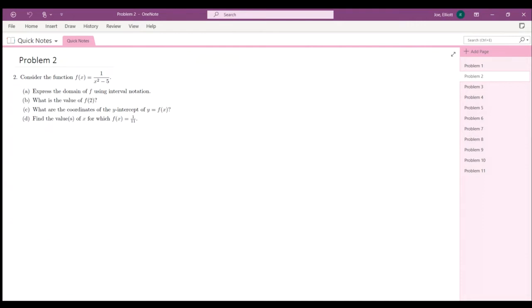So in problem 2, we're given this function f of x equals 1 over x squared minus 5. Okay. So the first thing we want to do is find the domain of f. All right, so how do you guys go about finding the domain of a function? What do you guys usually do? Set the denominator equal to 0. Yeah, okay, good. So remember that you can't divide by 0, right? So if the denominator is 0, that's bad.